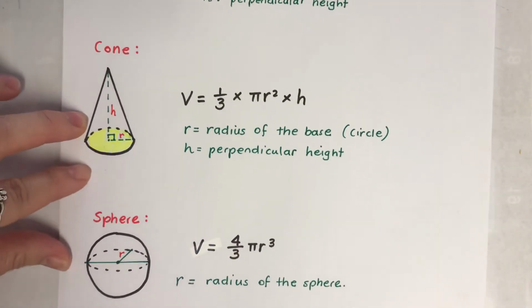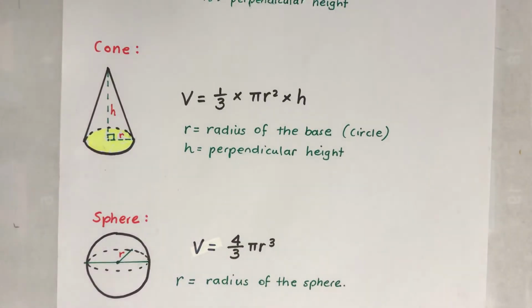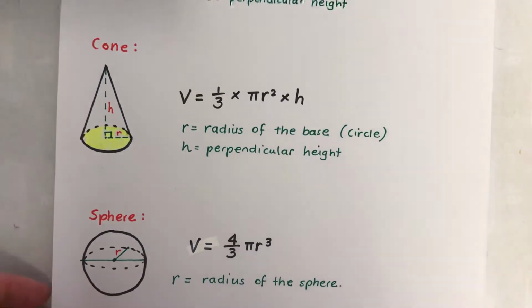And the last one, sphere. Okay, sphere's got a different number to times it, it is 4/3. So remember that. Cone and pyramid is 1/3, but sphere is 4/3 pi r cubed, not squared, cubed. Okay, well let's have a look at the questions now.